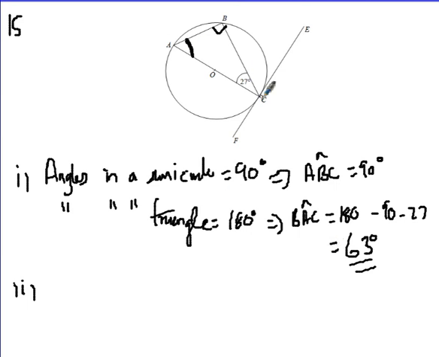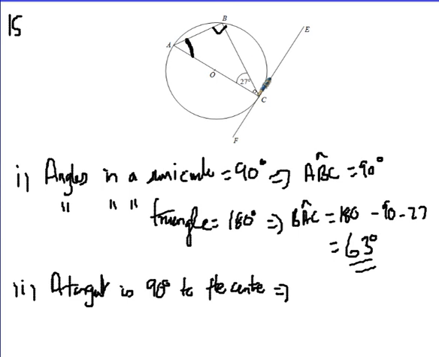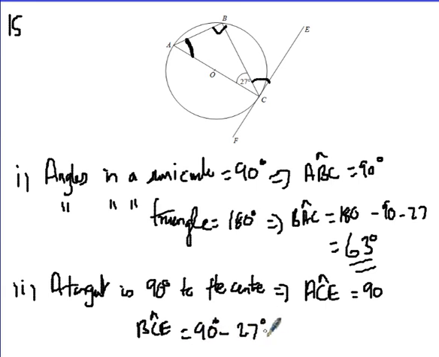Calculate angle BCE, give reasons for your answer. Well, a tangent is 90 degrees to the centre. So that implies that ACE equals 90. So if we're looking for this angle in here, BCE is what we're after, it will be 90 take off 27, which gives us 63 degrees.